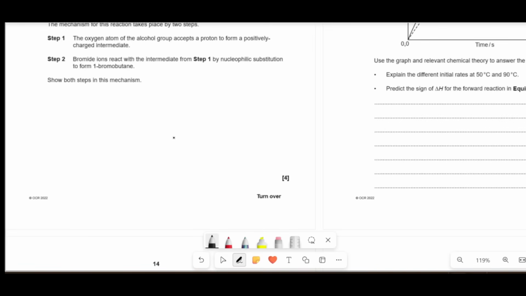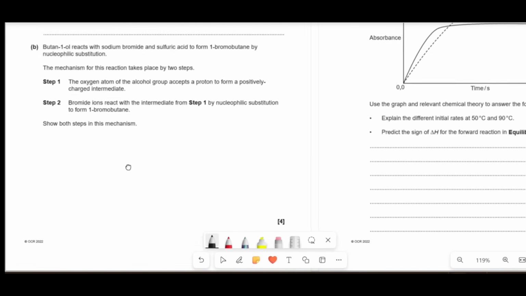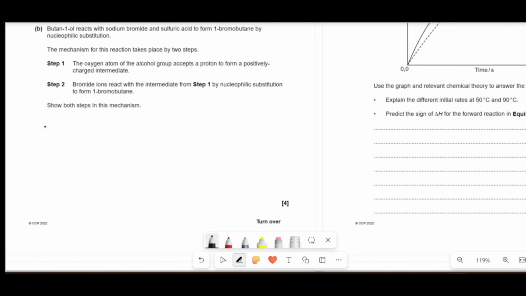A good start is to draw each thing. So I'm going to start by drawing butan-1-ol, because that's what it's starting with. It says in the question, C3H7, then a carbon, and then there's an O and an H, right? Then we've got the H's here. The first step says the oxygen atom of this alcohol group accepts a proton to form a positively charged intermediate. Remember that this has a lone pair on it as well, so it's going to accept a proton. By accepting a proton, it's bonding with the proton.